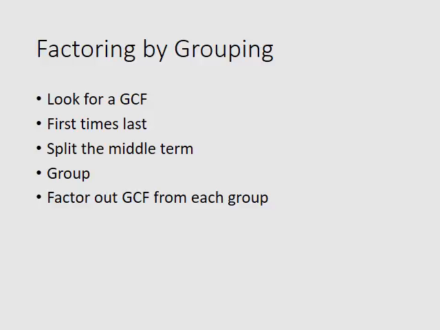After I look for the greatest common factor, I'm going to do the first times the last. I'm going to split the middle term. I'm going to group them and then factor out the greatest common factor from each group. Now, you may not know exactly what all this means. You will by the end, and then we'll recap again. Okay, so first, let's look at an example.